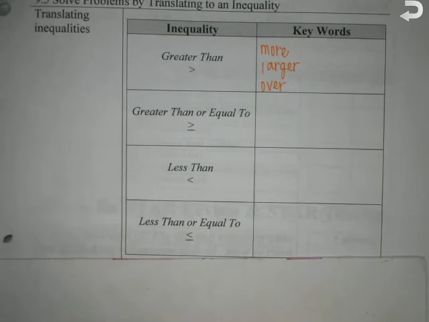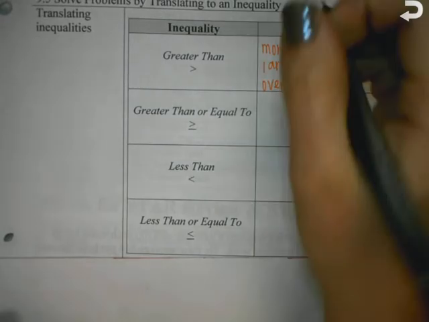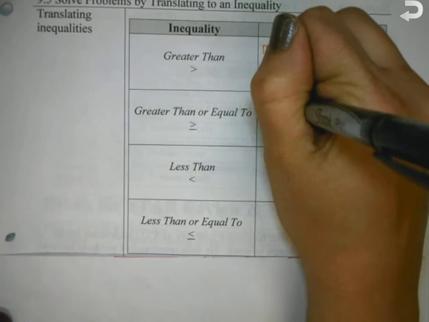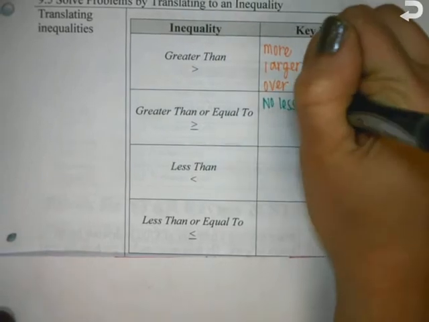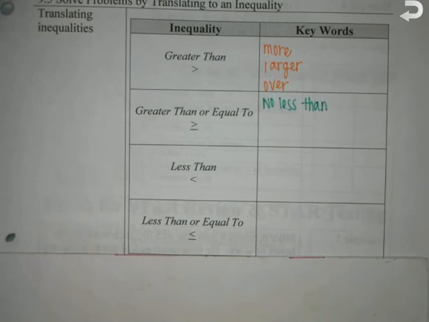Okay. What about greater than or equal to? What words mean greater than or equal to? How about no less than? I want to purchase no less than 5 candy bars at the store. Would it be okay if they only had 5? Would it be okay if they had 4? No, because I want no less than that. So that would be greater than or equal to.